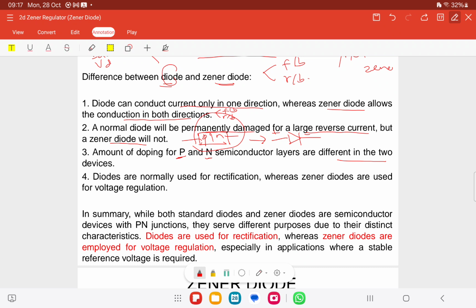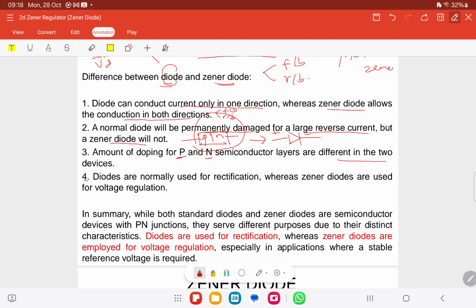It depends on the purpose. For example, an order comes in: I want a normal diode. They make it, say P50, N50. Another order comes: I want a Zener diode. They can't use that ratio anymore. They have to use another formula. It depends on the doping process to get the Zener diode.